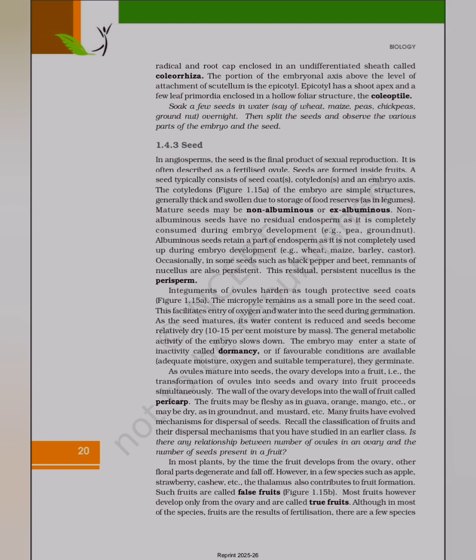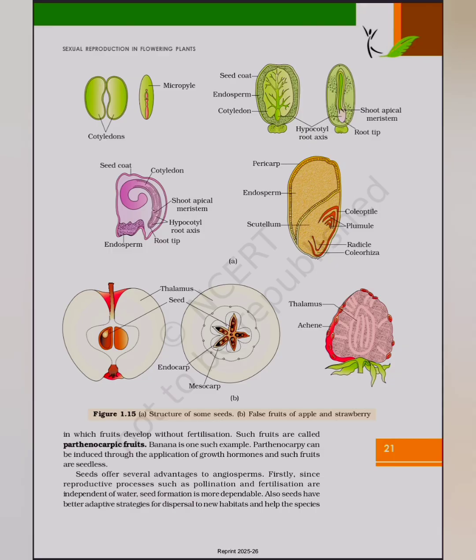In most plants, by the time the fruit develops from the ovary, other floral parts degenerate and fall off. However, in a few species such as apple, strawberry, cashew, etc., the thalamus also contributes to fruit formation. Such fruits are called false fruits. Most fruits, however, develop only from the ovary and are called true fruits. Although in most species fruits are the result of fertilization, there are a few species in which fruits develop without fertilization. Such fruits are called parthenocarpic fruits. Banana is such an example. Parthenocarpy can be induced through the application of growth hormones and such fruits are seedless.